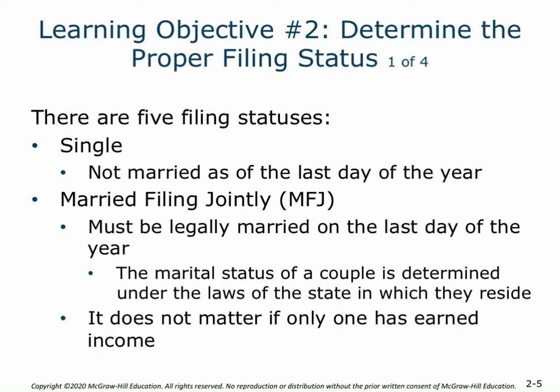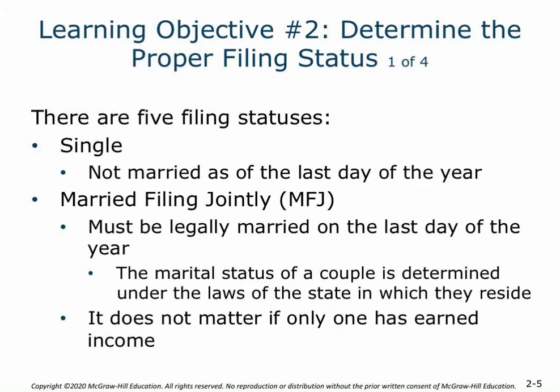And the marital status of the couple is determined under state law. So it's not a federal overview for that. If the state in which you reside says you're married, then you can use this filing status. And it also does not matter if only one of the spouses has earned income. So if you have one spouse that is a stay-at-home spouse and one spouse that is a working spouse, married filing jointly is still going to be an appropriate filing status.